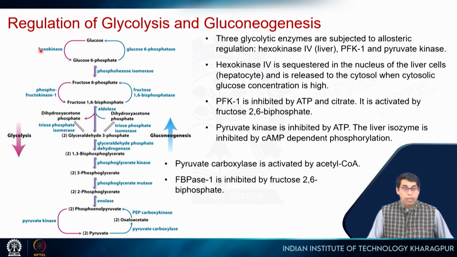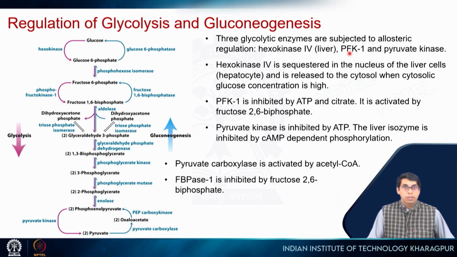Hexokinase, this one. Remember that gluconeogenesis happens in the liver. So, the hexokinase that is present in the liver is the one which is allosterically regulated. It turns out that there are 4 isoforms of hexokinase, 1, 2, 3 and 4, and isoform 4 is present in the liver. So, what is an isoform? It is the same enzyme, but the amino acid sequence is slightly different, which will result in slightly different behavior of that protein. They carry out the same catalytic reaction. So, hexokinase 4 is present in the liver, and it is allosterically regulated.